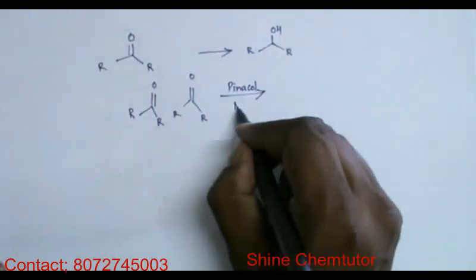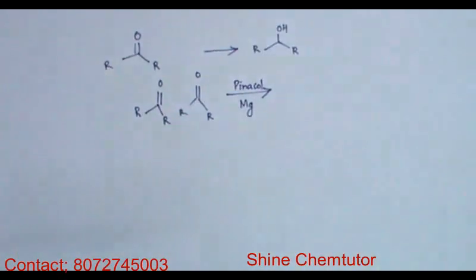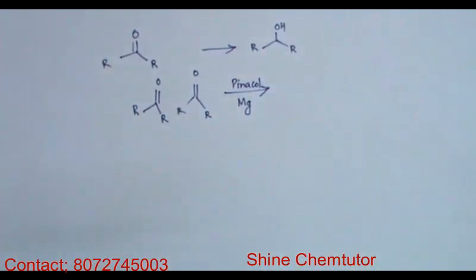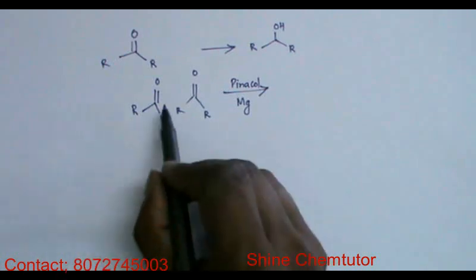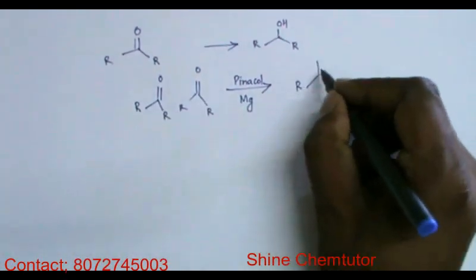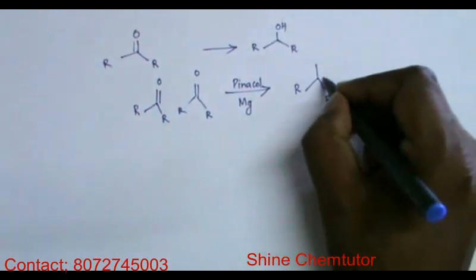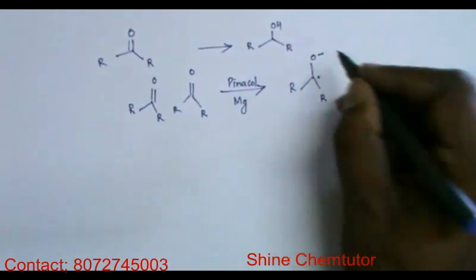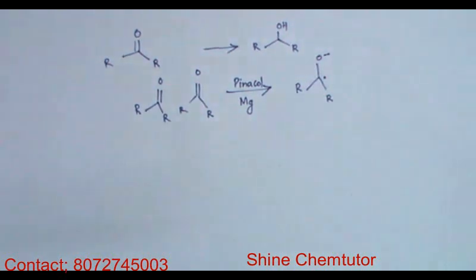Generally, instead of sodium, we use magnesium. It will not give electron that much readily. The reactivity is somewhat less. When you add this, magnesium will donate electron, and what we get is this one.